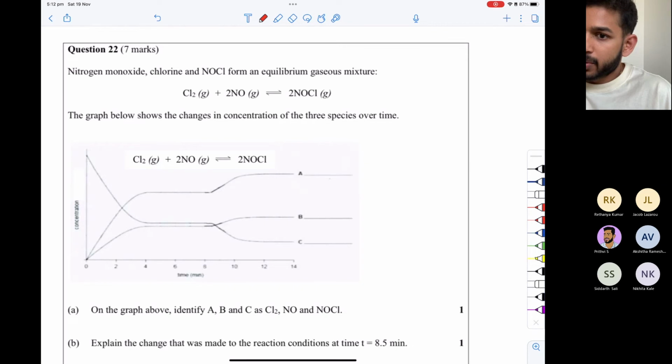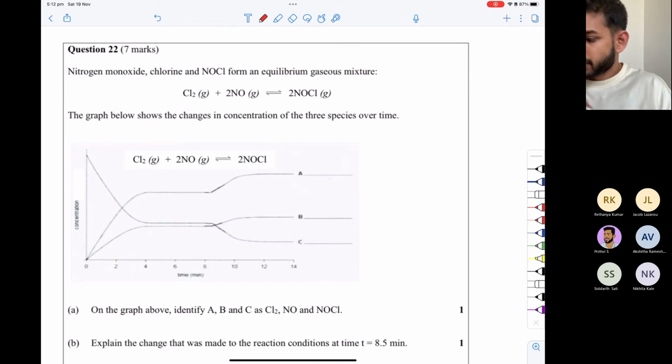So I'll start with Nikita. Nikita, what do you think A, B, and C are? A is NO, B is Cl2, and then C is NOCl. Good. And why did you say that?